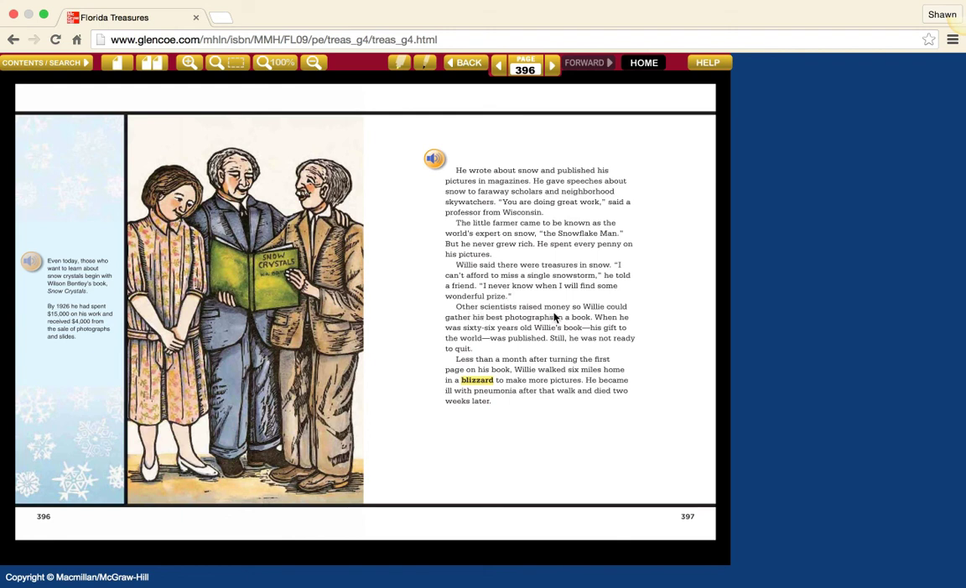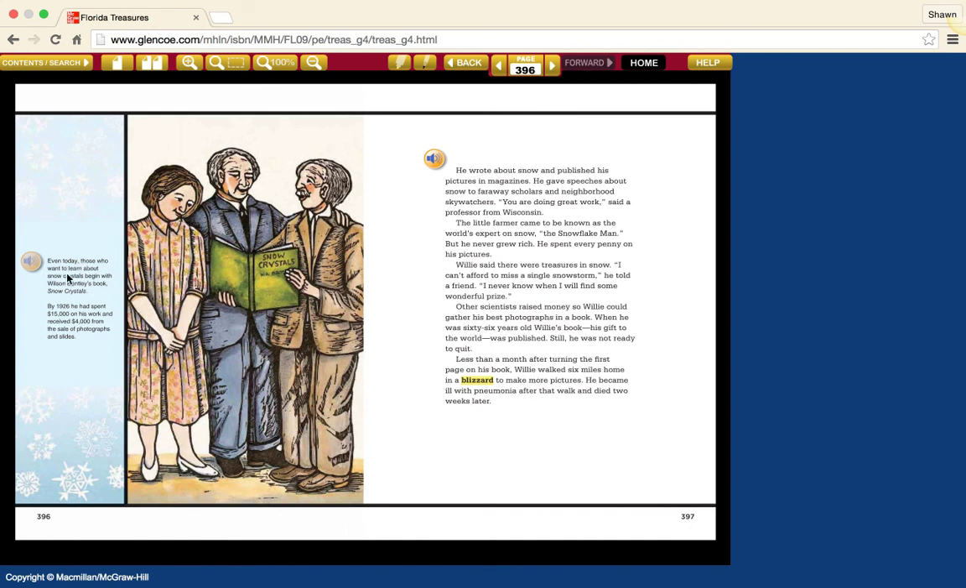Other scientists raised money so Willie could gather his best photographs in a book. When he was 66 years old, Willie's book, His Gift to the World, was published. Still, he was not ready to quit because he loved what he was doing. Less than a month after turning the first page on his book, Willie walked 6 miles home in a blizzard to make more pictures. He became ill, though, with pneumonia after the walk and died 2 weeks later.